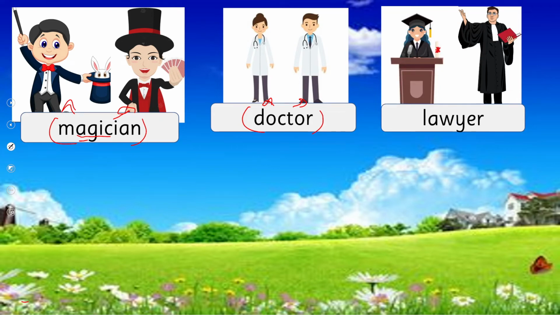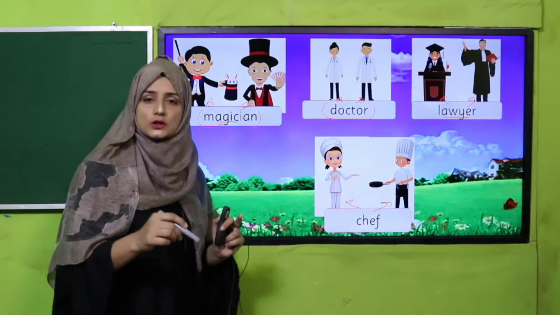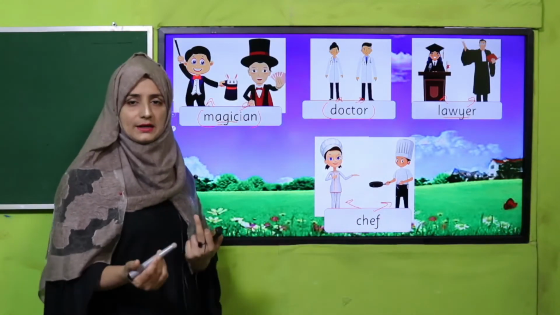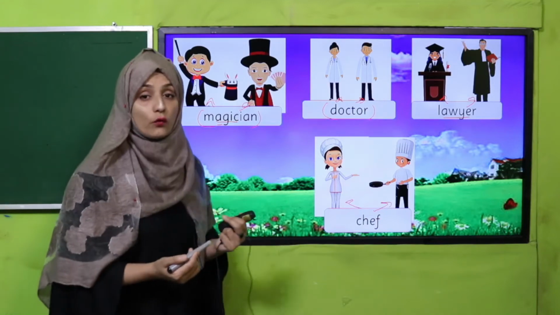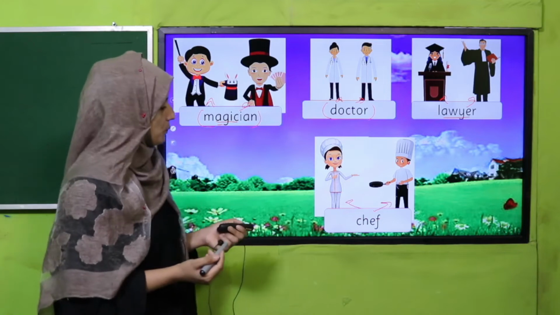And the next one is lawyer. So a female can be a lawyer, my dear students, and a male also can be a lawyer. So that's why these are categorized into common gender. Chef can be female and male. So do you know chef? Yes, chef cooks food. Okay, in hotel, in restaurant, so they cook food. So chef can be a woman and can be a man.